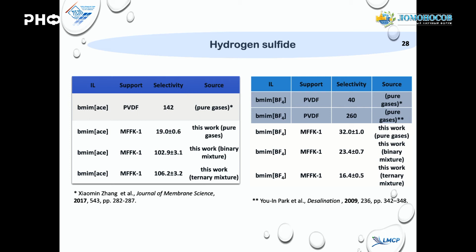And actually, we also compare our results with some other groups who are working with the same materials. Of course, in our case, we have the Russian PVDF membranes, which might be a little bit different, but for example, from the literature, from Journal of Membrane Science 2017 or even Desalination 2009, for hydrogen sulfide we found different data in the literature. And of course, our data are closer to the article published in Journal of Membrane Science 2017.